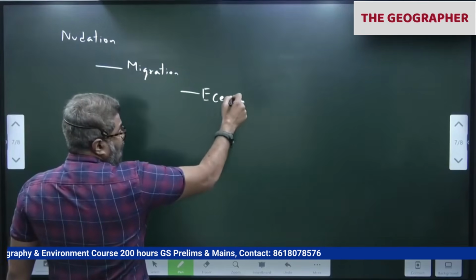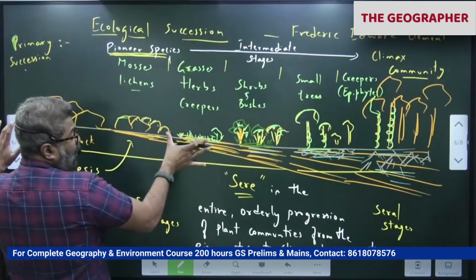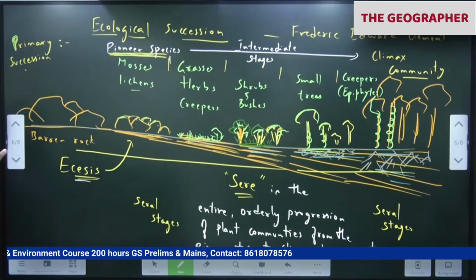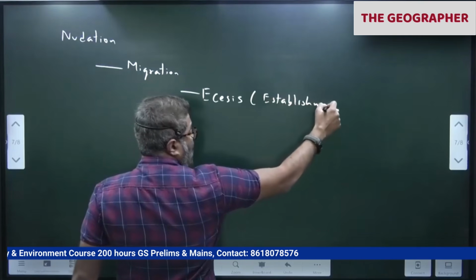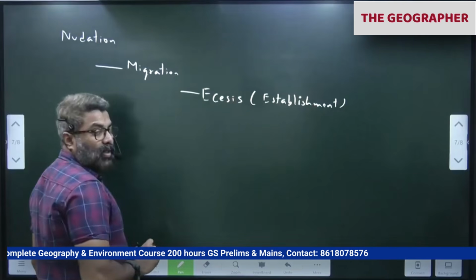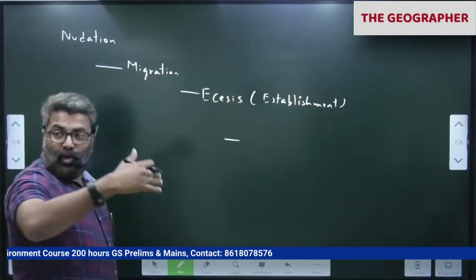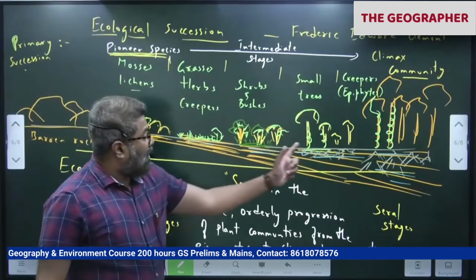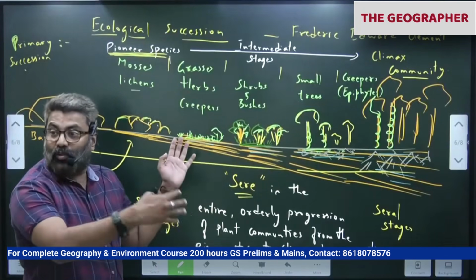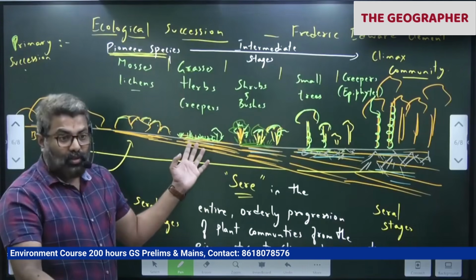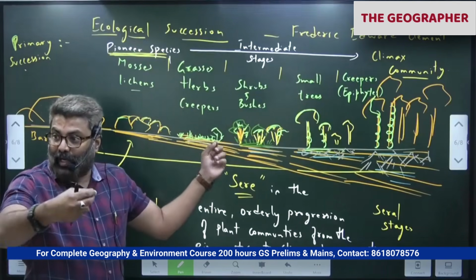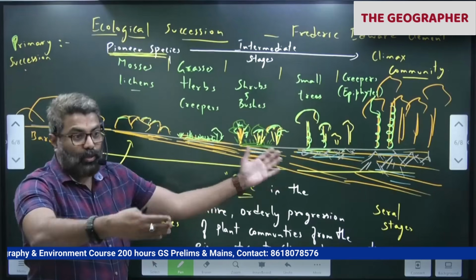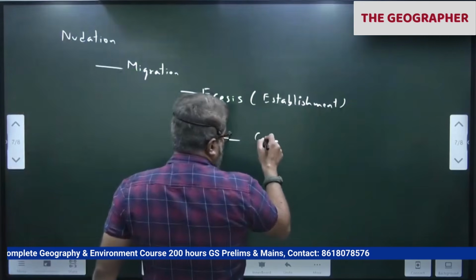That is ecesis. Successful establishment of a plant community in an area is called ecesis. What happens after that? There will be a lot of competition among them. Though so many plants are there, they'll be competing for resources. What resources? Sunlight, water, soil. One plant which is more dominant will replace the others. So competition will be there among them.